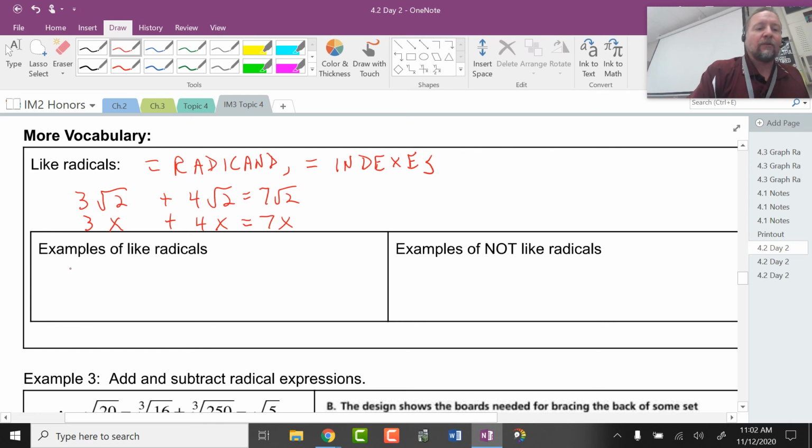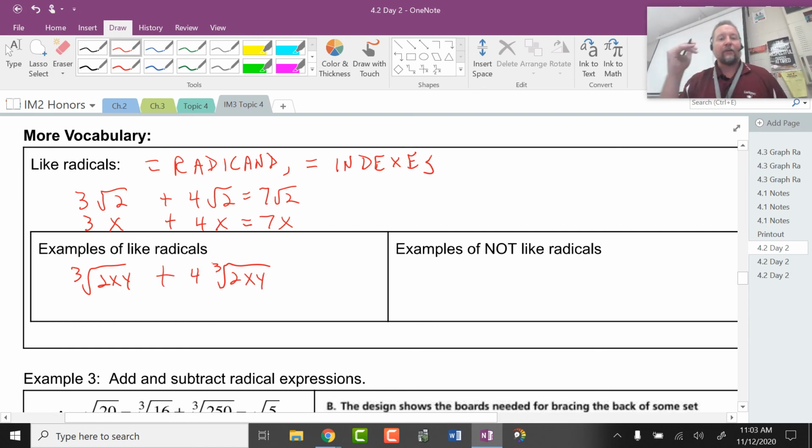Here are some other like radicals, like 3 cube root of 2xy, which is the same as 4 cube root of 2xy. Those would be like radicals that I would be able to add or subtract. The way they add is just like how Miranda added that top one. This would actually equal 7 cube root of 2xy, because this just works like a variable. Definitely like radicals.